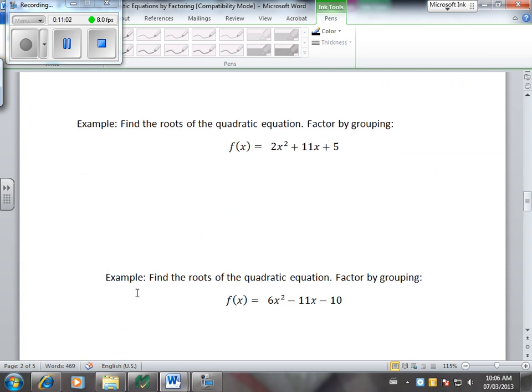So let's try factoring this. First, again, confirm you can't get a GCF, and we can't. In this case, our GCF equals 1.